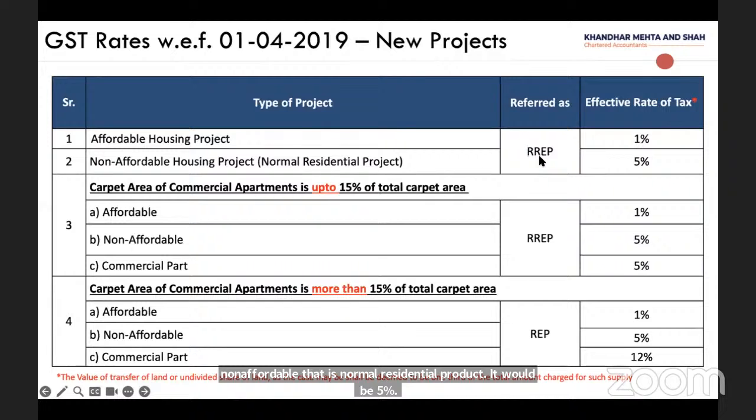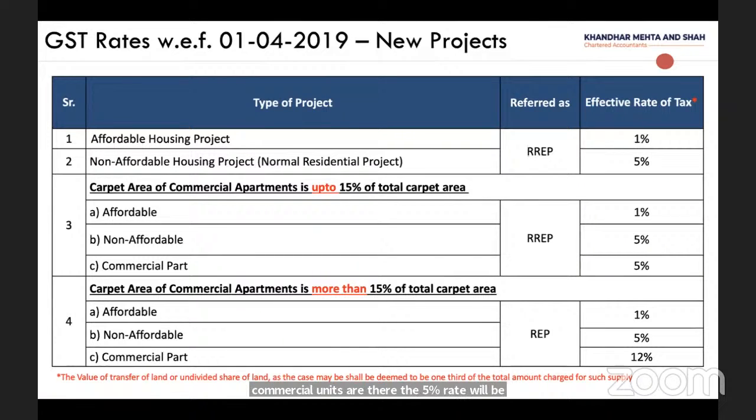So wherein the commercial apartment is obviously less than 15% or up to 15%: RREP affordable 1%, non-affordable 5%, and this is very important, the commercial part will also be taxed at 5% without ITC. So this is the difference. Even though commercial units are there, the 5% rate will be applicable because the entire project will be termed as an RREP, a residential real estate project, with commercial maybe 5-10%.